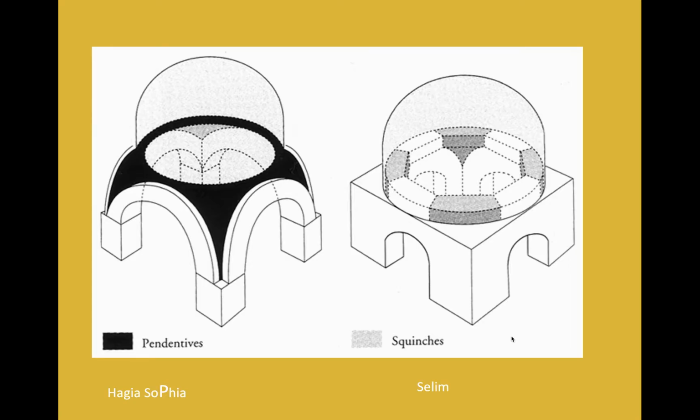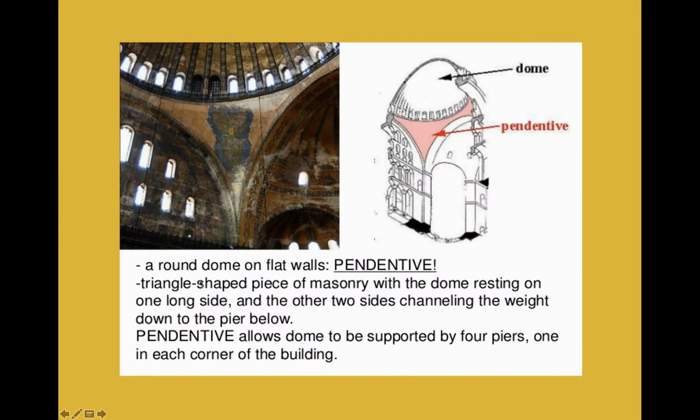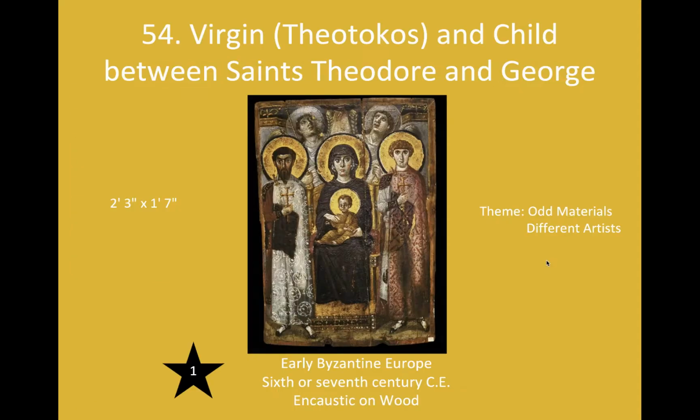All right, one more Byzantine piece. Ready? This just talks more about pendentives. You can see a little bit of the mosaic that's trying to come out. Here you can see that dome and that pendentive. And then the pendentive comes down to the pier or that column.